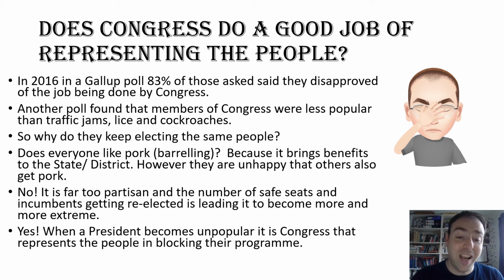Now, there is an argument that says yes: when a president becomes unpopular, it is then Congress that steps in and stops them doing what they want. So a president might well have been relatively popular when they first win. It might then be very clear that people don't like what they're doing, and two years later the brakes kick in, and the president is stopped from doing the stuff that people don't want them to do. And in that case, it's doing a good job. And the frequent elections mean that it can be highly responsive to public opinion.